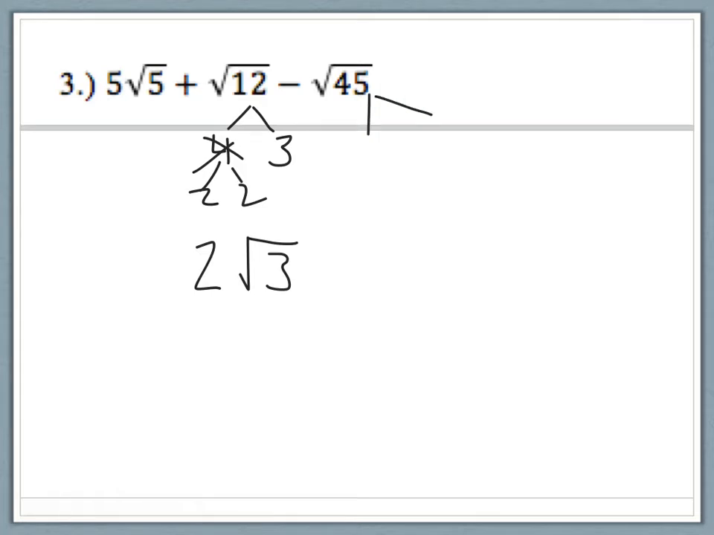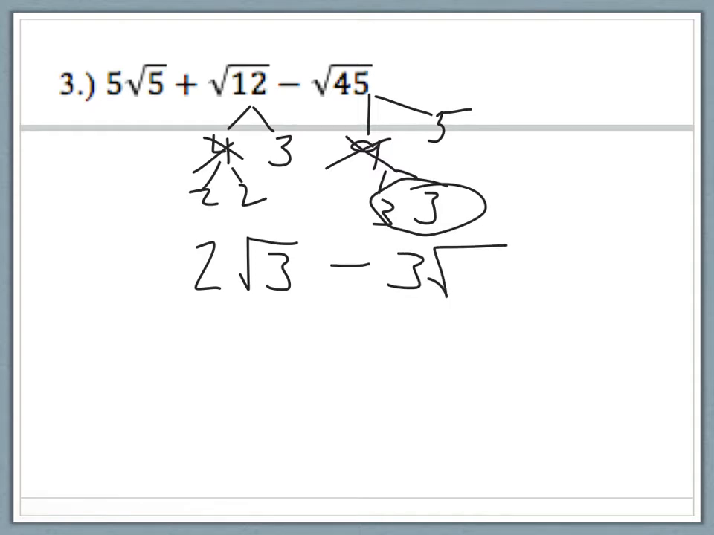Okay, now let's break down 45. Well, 45 is 9 and 5. 9 is 3 and 3. Okay, so I have a pair of 3's. So I'm just going to bring that sign down. So minus 3 square root 5. And then I'm going to bring down this first 5 square root 5. Just bring that down here. And this was a plus in between. I'm just bringing that down.